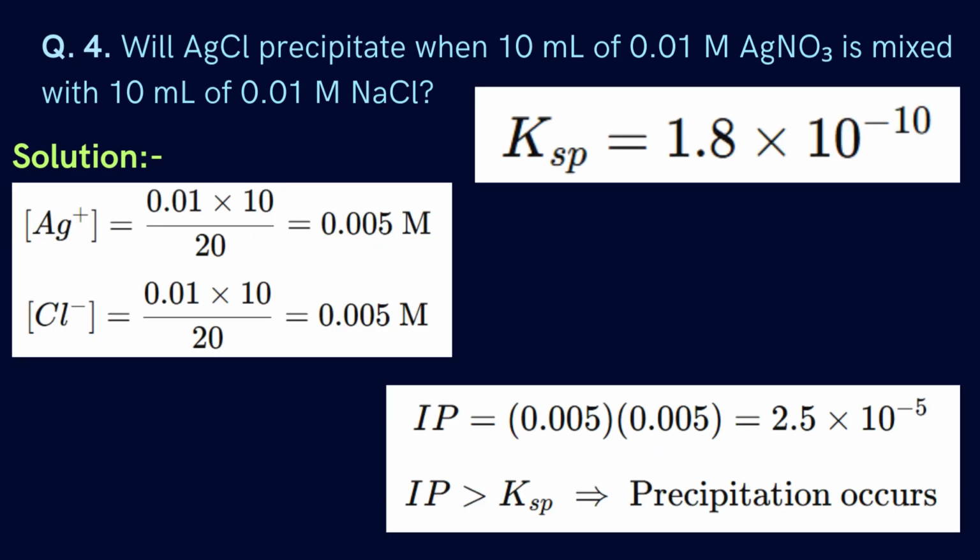Fourth question is, will AgCl precipitate when 10 ml of 0.01 molar silver nitrate is mixed with 10 ml of 0.01 molar NaCl? Solution is given here. We know Ksp of AgCl is 1.8 into 10 to the power minus 10. Further, the actual concentration of Ag plus ion and Cl minus ion in 20 ml of solution will be 0.0005 molar. Then the ionic product, Ip, of both ions will be 2.5 into 10 to the power minus 5. Thus, Ip is greater than Ksp, and as a result the precipitation takes place.